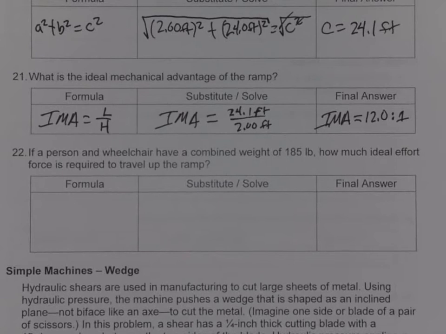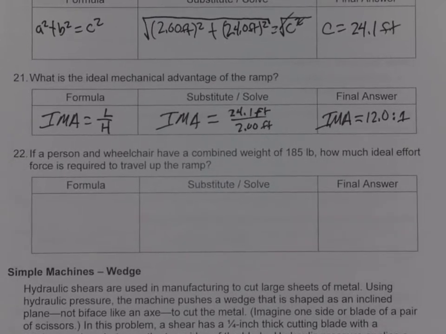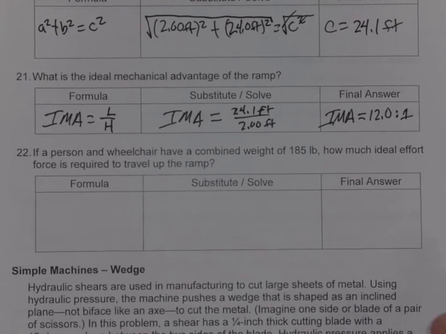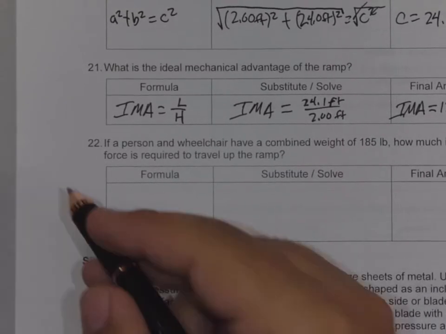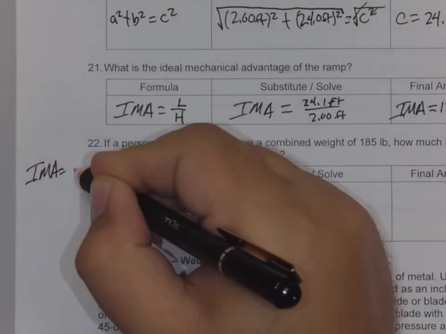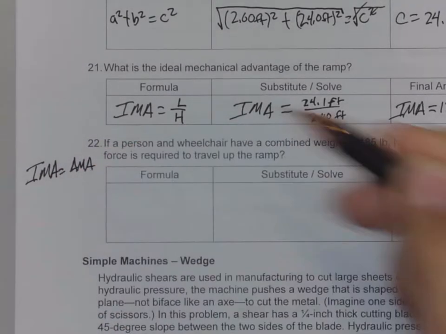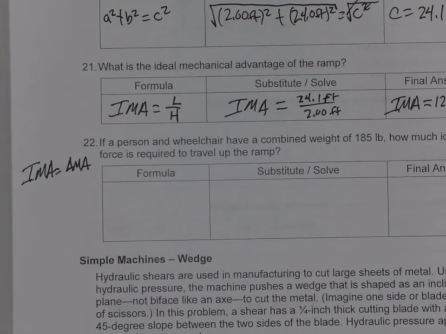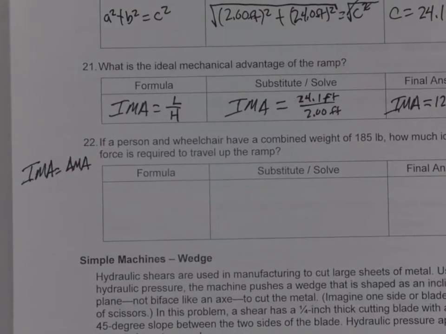All right, last one here, very similar to some of our pulley problems that we had earlier. I'm going to write this over to the side: since we're ignoring friction loss, IMA and AMA are going to be equal to each other. The only difference between the two is counting in friction. So if we're ignoring friction, those are going to be the same thing. In this sense, it just becomes mechanical advantage.